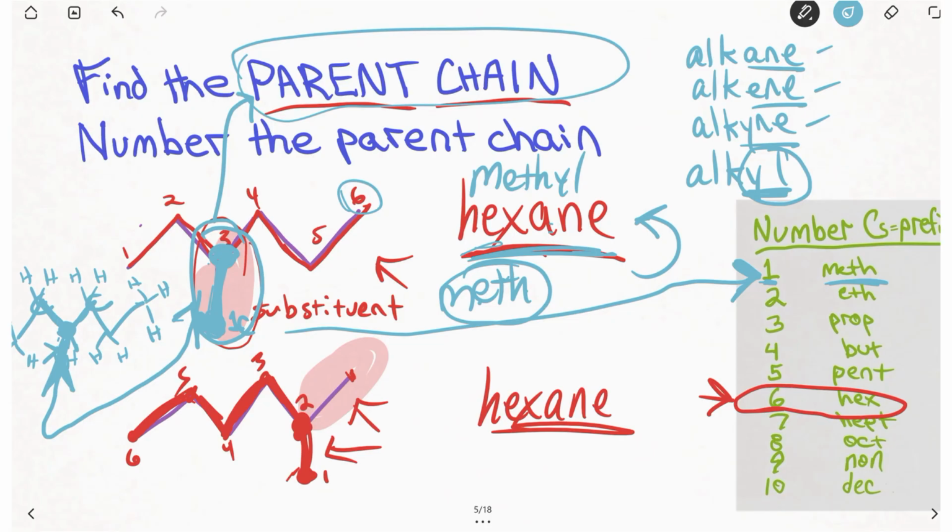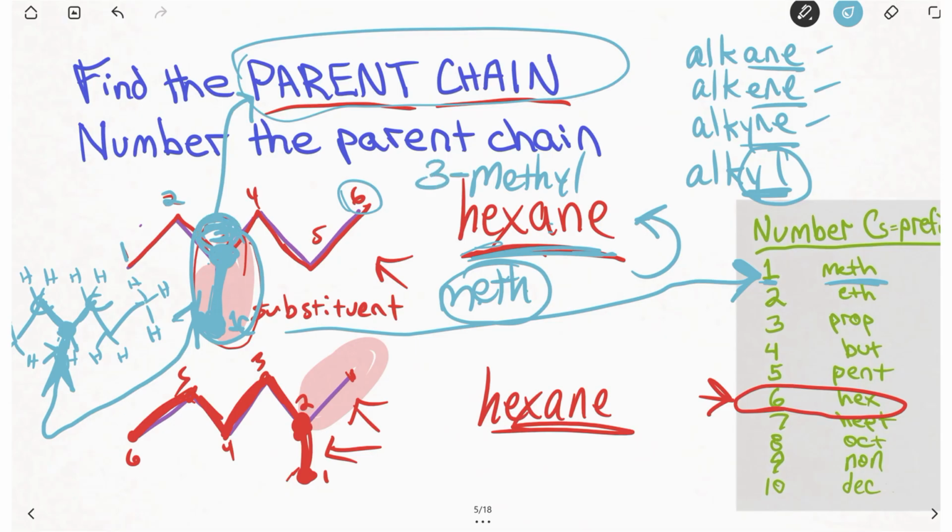Now, we still need to indicate where on that hexane this methyl group is coming out of, because that makes a difference in what kind of hexane you have. As we had numbered these before, 1, 2, 3, we give the lowest number to where the substituent comes out, which is number 3. So this is going to be a 3-methylhexane.